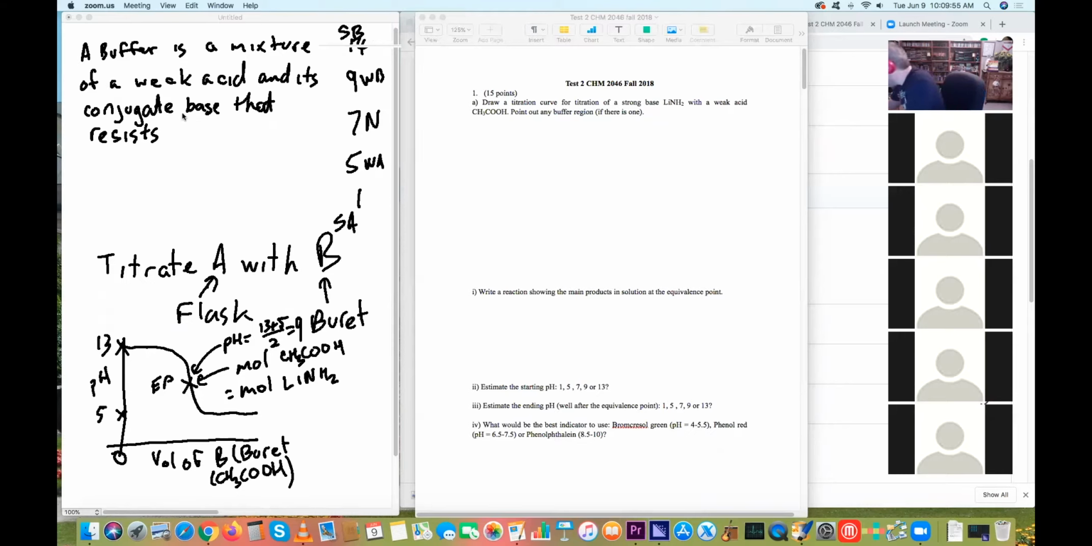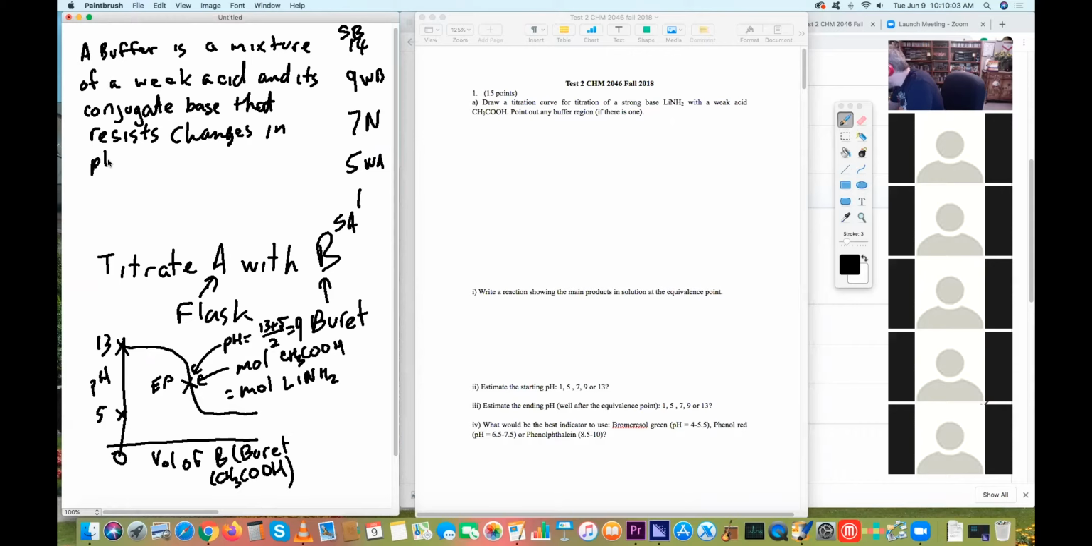Okay. That resist changes in pH upon addition of a strong acid or strong base. Now, we'll actually be doing this in the lab, and I'll be talking about this during the Zoom session as well, and I'll get into this.